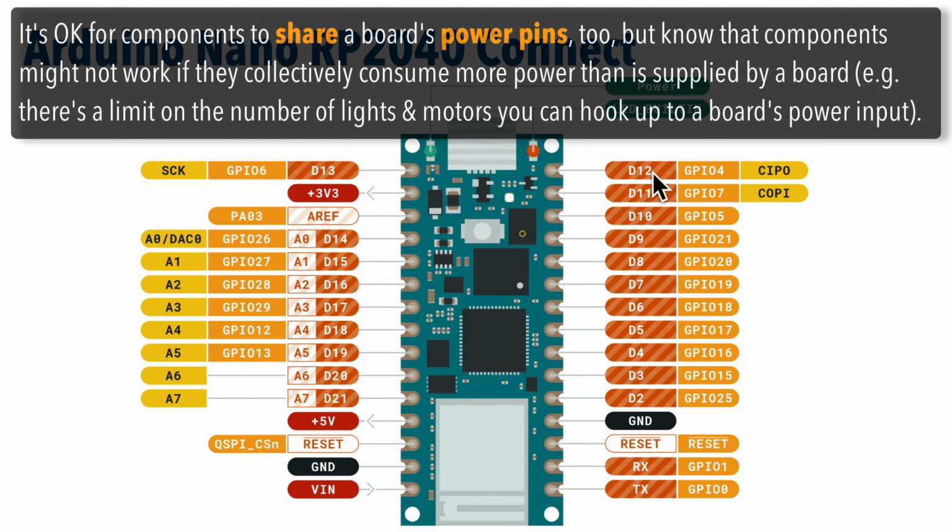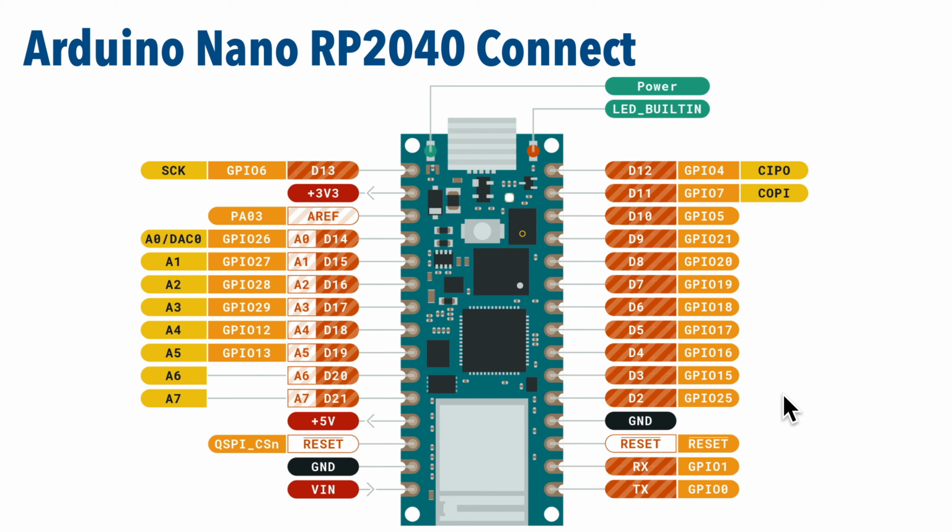And like the ground pin, it's okay for components to share a board's power pins too, but know that it is possible to use more power than is supplied by a board. Hook up too many NeoPixel lights or too many motors to a board, for example, and your lights might dim, or your motors might not even run. We won't be exceeding any limits in our tutorial videos, though.